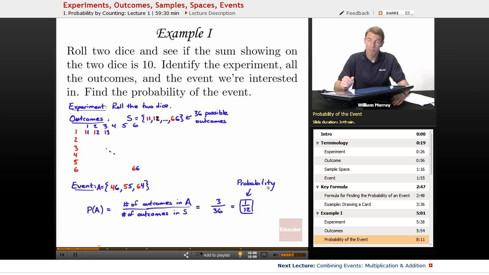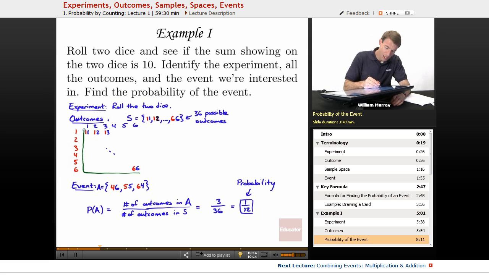So just to recap here, what we did was we identified our experiment, which was rolling the 2 dice. We listed all the possible outcomes. All the possible outcomes was this chart right here. There are 36 possible outcomes, possible combinations of what might be showing on the red die with what might be showing on the blue die. So I didn't actually list all 36 because that would be too cumbersome, but we know there will be 36 of them. And then we had to identify the event, which is that our 2 dice add up to 10.